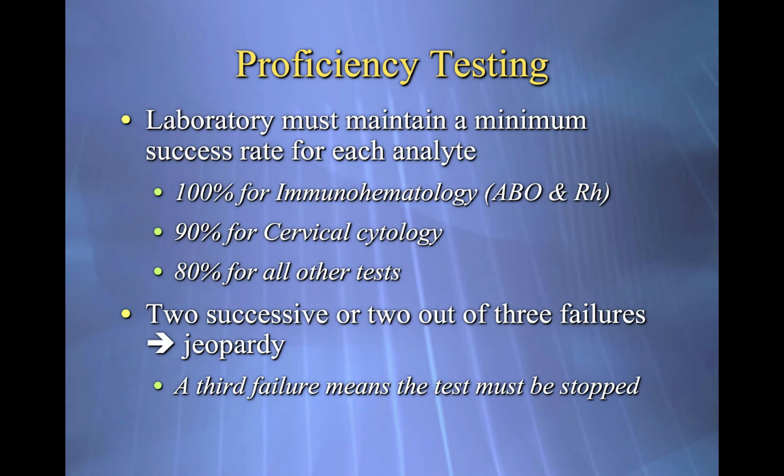Laboratories must maintain a minimum success rate for their proficiency testing. If you're doing immunohematology, ABO and RH testing only, you must be 100%. No misses are allowed. If you're doing cervical cytology testing, you must be 90% successful. And for the vast bulk of the tests in the clinical laboratory, you must maintain a 80% success rate for all of the other ones.